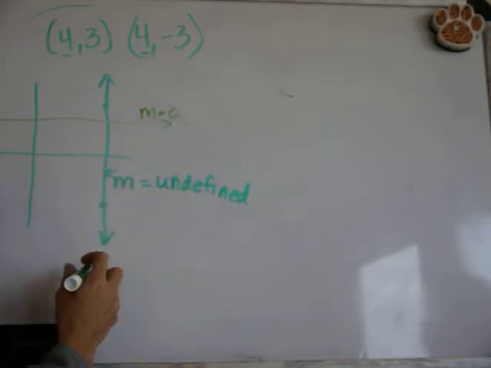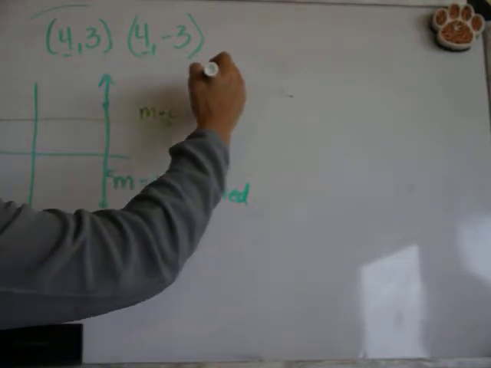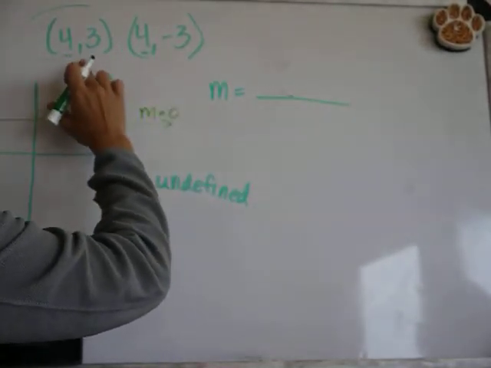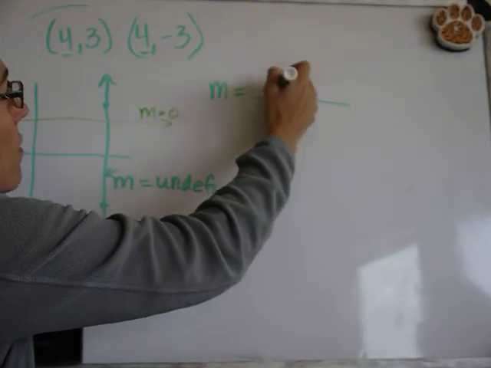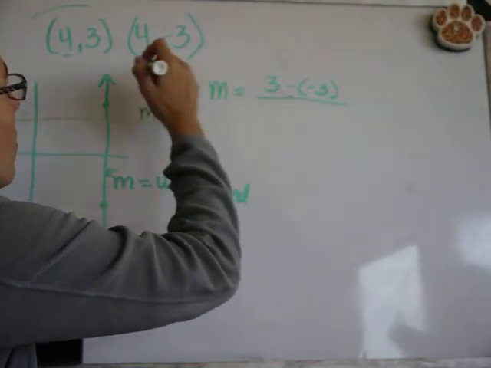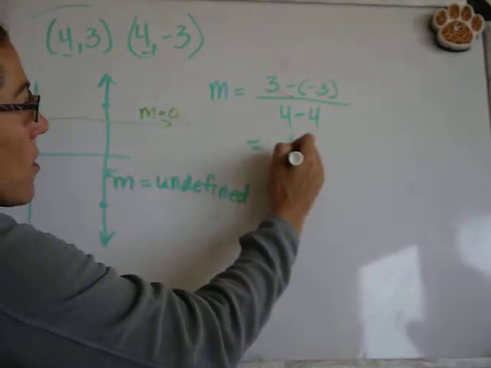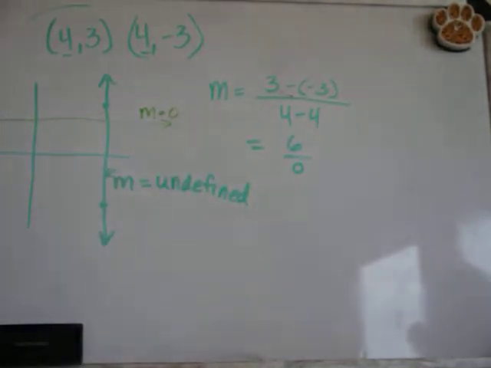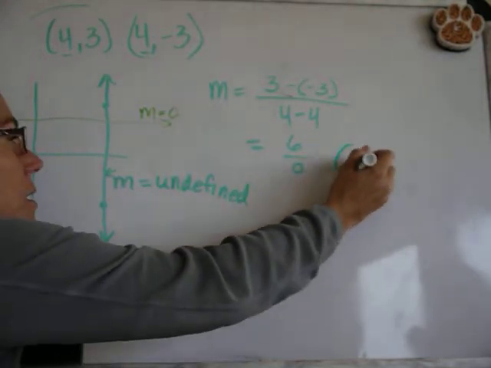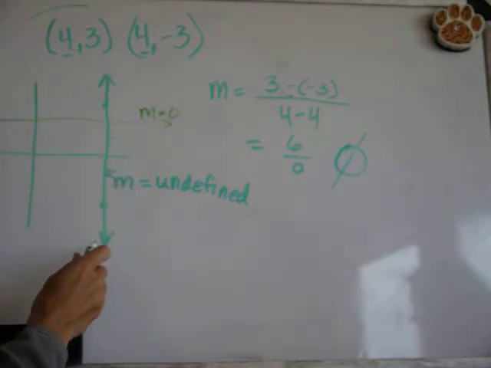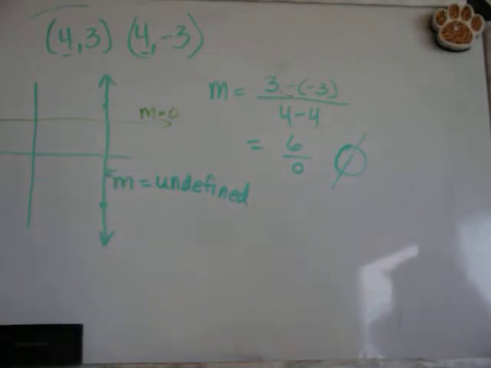So if we were to do this, let's do m equals change in y over change in x. We would have 3 minus -3 over 4 minus 4, right? So 6 over 0. We can never have 0 in the denominator, never. This is not going to work because we have a hill that our car, or our bike, could not possibly ride. It's undefined, impossible.